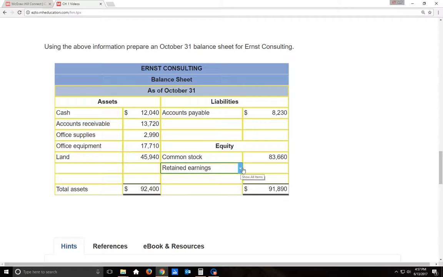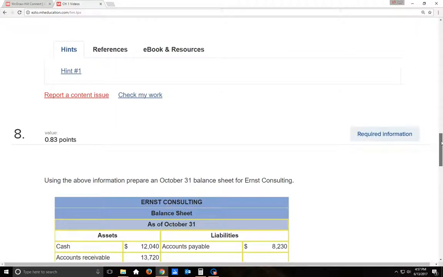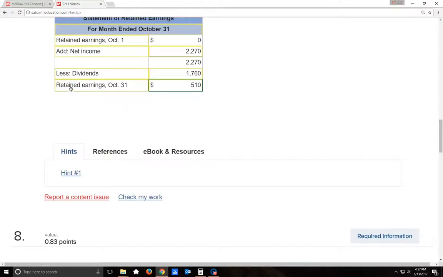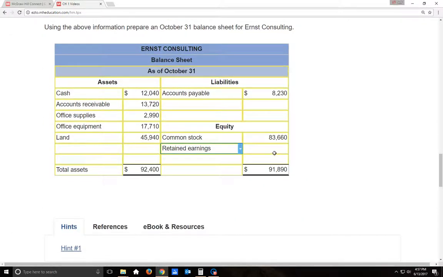But where do we get the dollar amount for retained earnings? It's one of the statements we've already prepared. Is it the balance sheet? No, we're preparing that. Is it the income statement? That does not show retained earnings. It must be which document? The statement of retained earnings. The statement of retained earnings shows an ending retained earnings of $510, so let's enter that amount on the balance sheet.